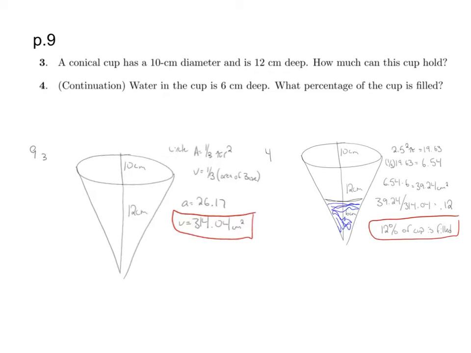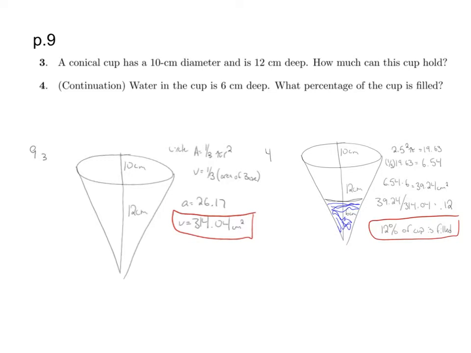So we had number 3, a conical cup has a 10 centimeter diameter and is 12 centimeters deep. How much can this cup hold? We did an equation for the area of the circle, pi r squared, and that gave us the area of 78.54. And we need to find the whole volume of the cone, so that's 1/3 area of the base times the height. When you multiply that all out, the area of the base times the height times 1/3, you will get the volume of 314.04 centimeters cubed. And that is needed for number 4, continuation.